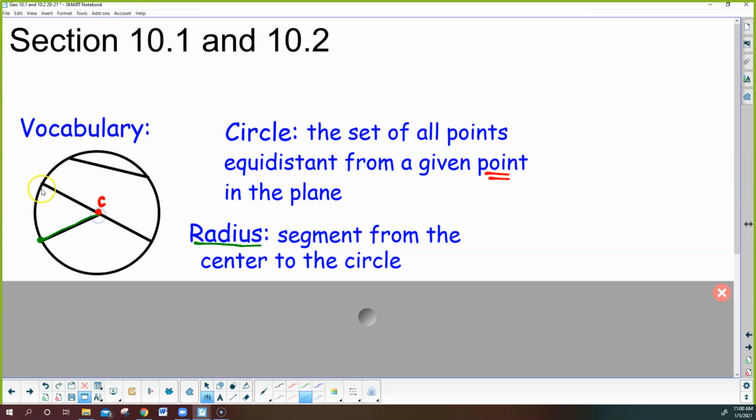Now I actually have 3 different radii drawn in here. I'm going to highlight this one. And it's just the distance from the center to the circle is considered a radius. So I'll give you a second to get caught up, draw that picture, because then we're going to introduce a couple of new pieces that you may have not heard of before.